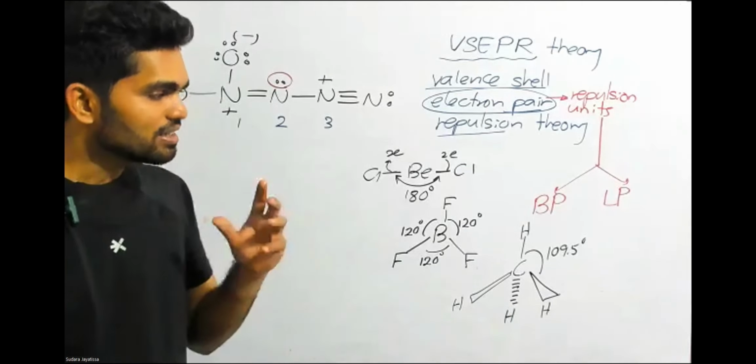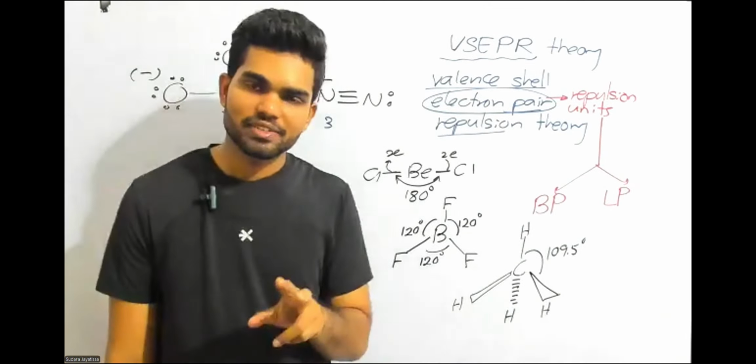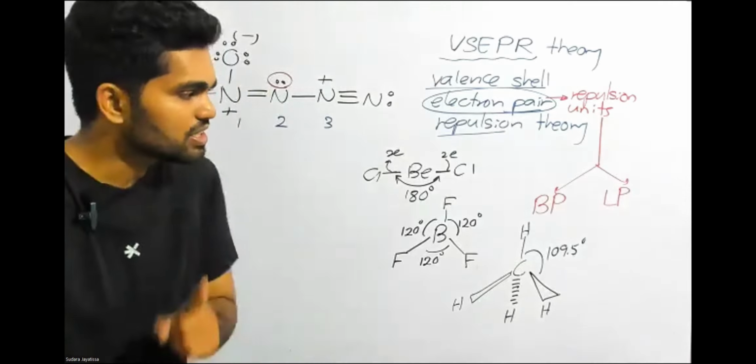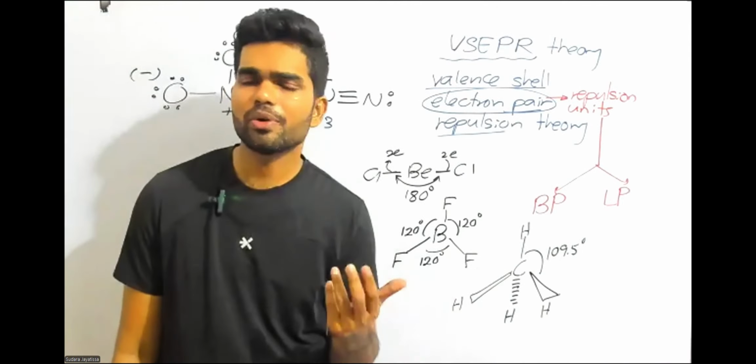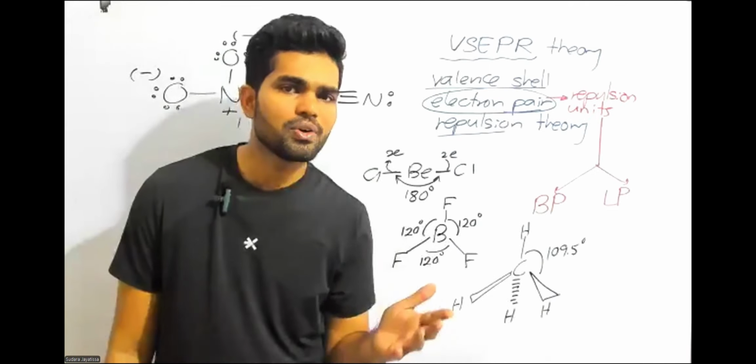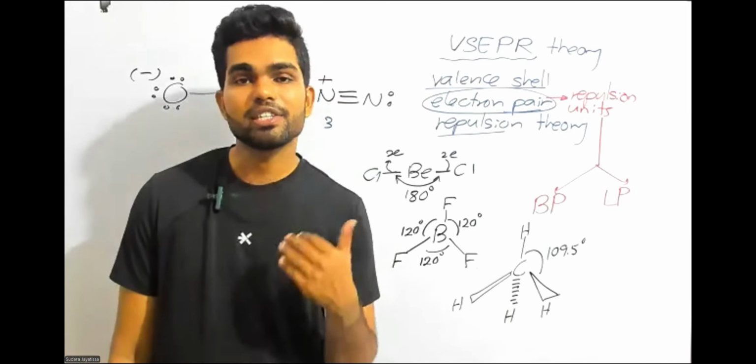Understand? Then there are 2 points I want to highlight. First thing, when we have multiple bonds, meaning more than one bond between atoms, let's say you have a double bond or a triple bond.